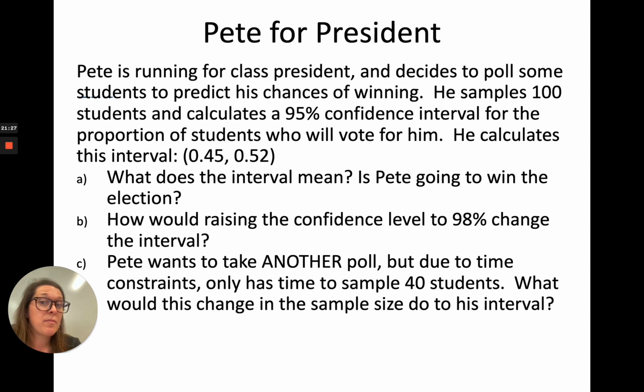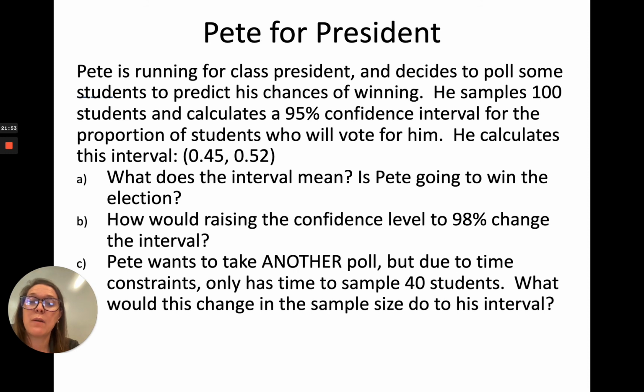I would say probably not. Why not? Well, if he gets only 45% of the vote, he's not going to win, right? So he has some values that are less than 50% in his interval. So I would say there's a high likelihood that he's not going to win, because there's a chance that he won't win within this interval. If all of those values in my interval were higher than 50%, then I would say he's got a pretty good chance of actually winning, right?